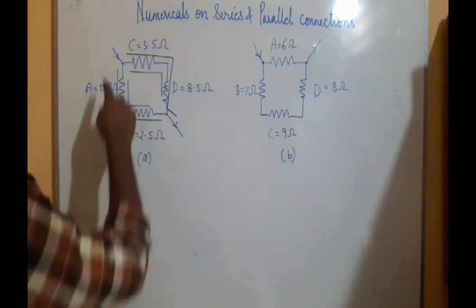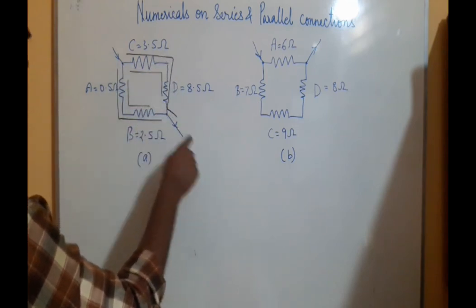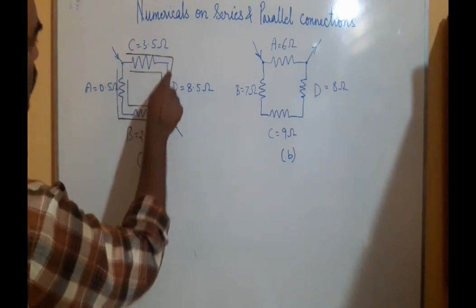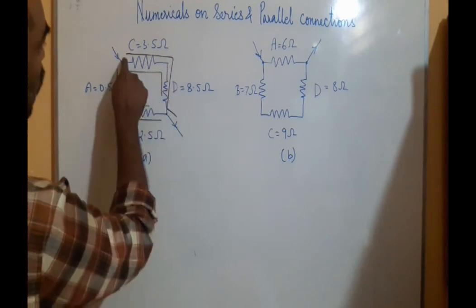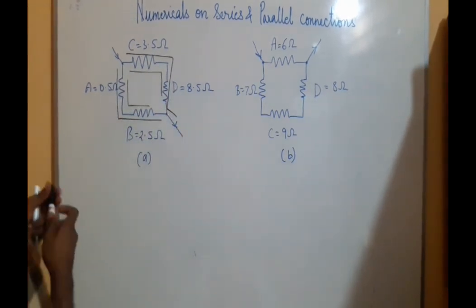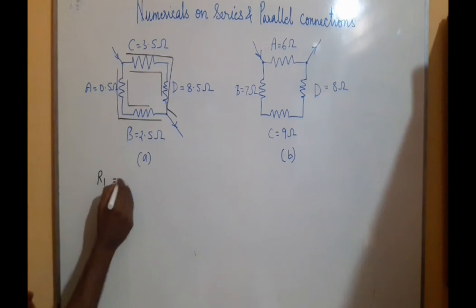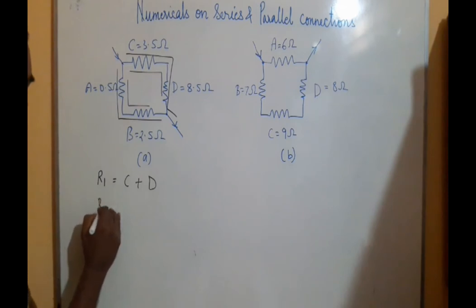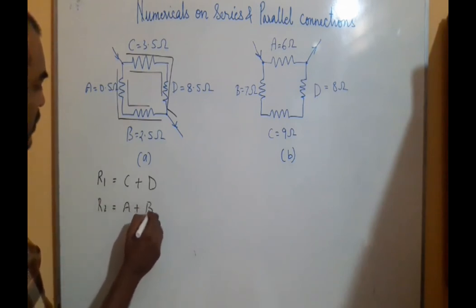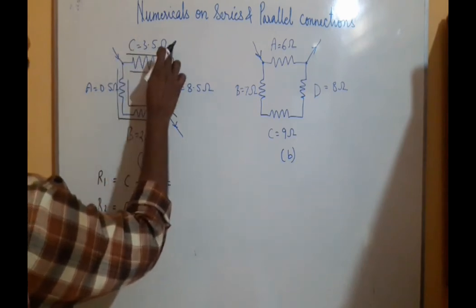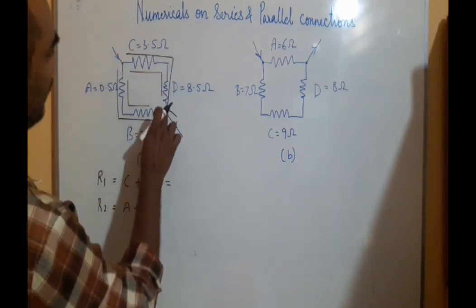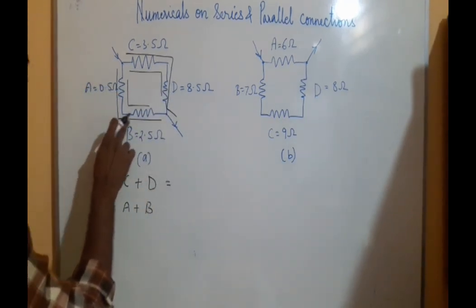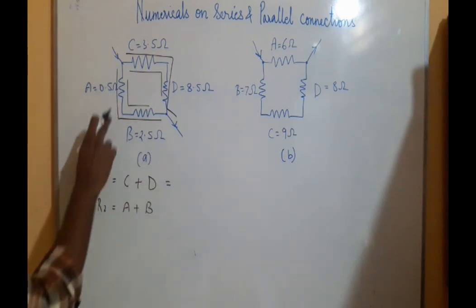Okay? Observe. The current enters from here and this is one path. The current enters from here, this is the second path. But here there is only one path. So these two resistances have to be in series because between them there is only one path. So we have R1 equal to resistance C plus resistance D, and R2 equal to resistance A plus resistance B. I hope you follow. This is C and this is D. Now between C and D there is only one path for current to follow, so they are in series. Between A and B there is only one path for the current to follow, so they are also in series.